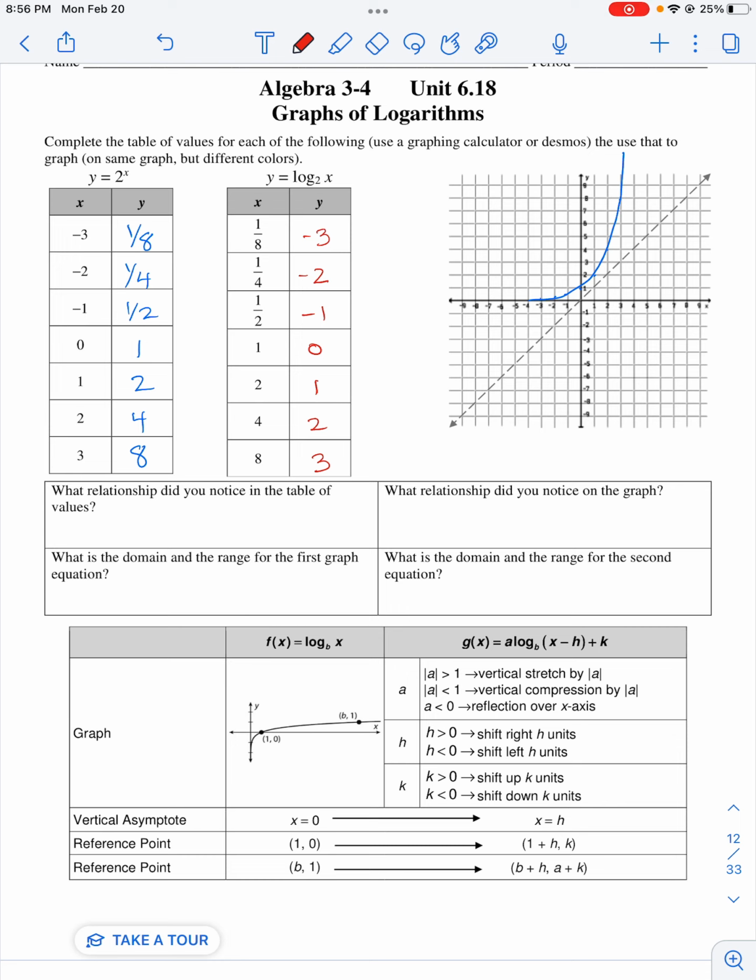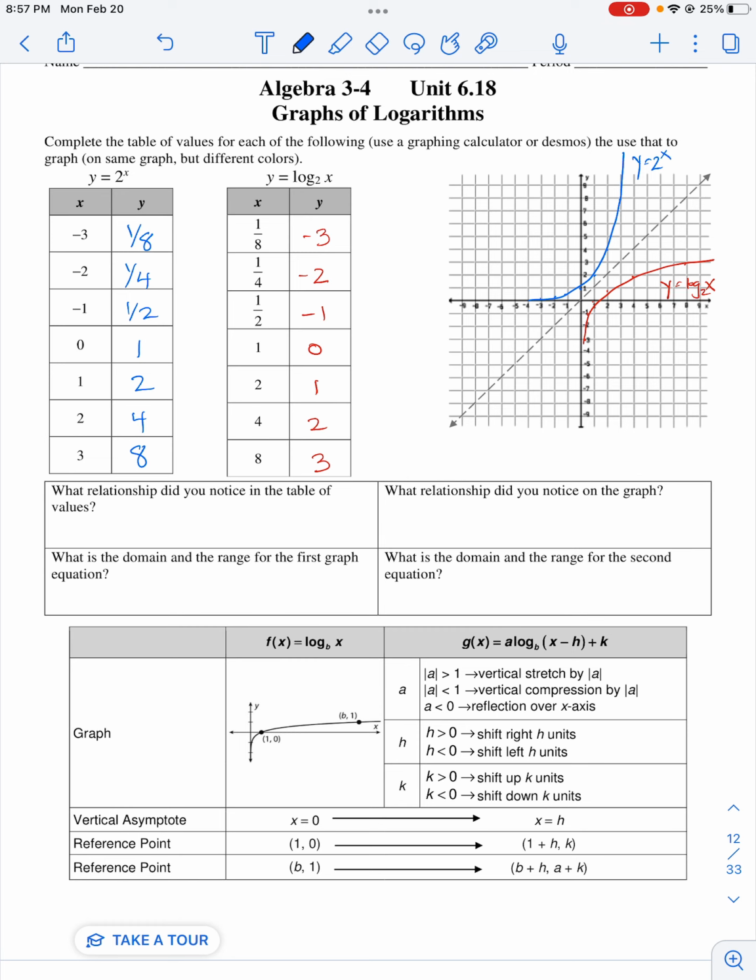So 1/8, down 3. 1/4, down 2. Over 1/2, down 1, through the point (1, 0). That is a common point for all logarithmic functions, which you saw in the lumberjack graphing activity. Over 2, up 1, over 4, up 2, and over 8, up 3. Connecting those dots, this is the graph of y equals log base 2 of x. And again, I'm labeling the other graph as y equals 2 to the x.